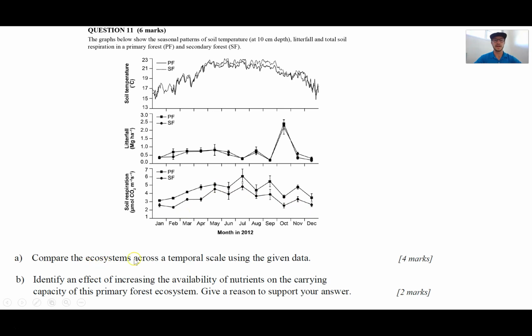So compare the ecosystems across the temporal scale using the given data. We just talked through that then pretty well. 4 marks, come up with 4 points. Then identify an effect of increasing the availability of nutrients on the carrying capacity of this primary forest. Give a reason to support your answer.